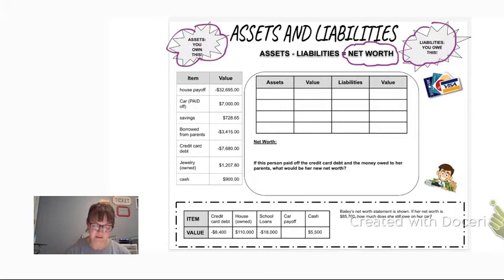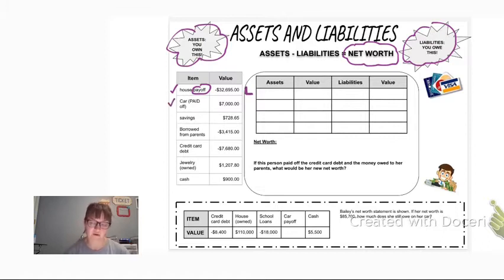So I have a list here of some assets and liabilities. Let's look at this list. So, house payoff. Now you might think, well, if I own my house, that's an asset. But payoff means this is the amount of money you still owe before you could have your house paid off. That's why you see that negative sign there. So this is actually a liability because you still have money that you owe on your loan.